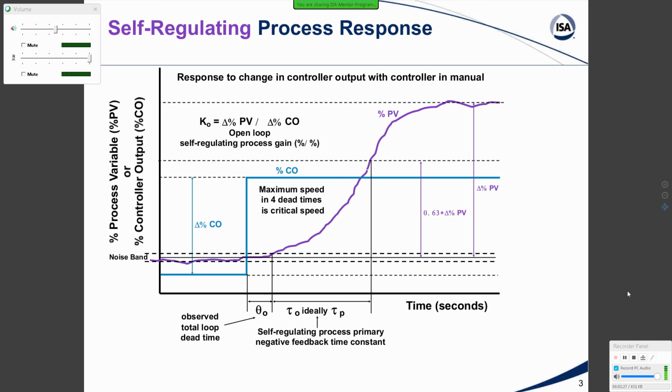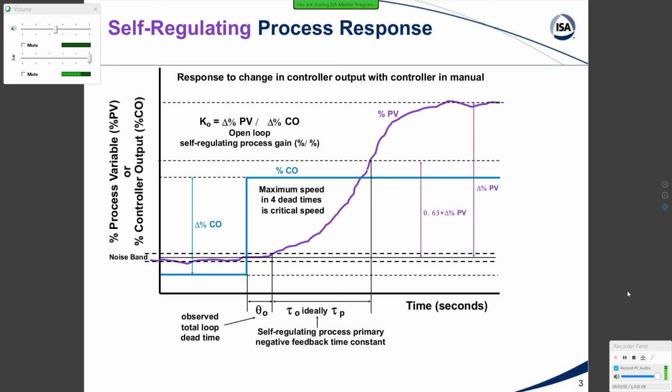And I show percent signals because that's what the PID signals are for the PID algorithm. Very important to realize that. When you do a trend chart, of course, you're going to see this in engineering units. And there's usually a little bit of noise, so the time it takes to get out of the noise band is the observed total loop dead time.